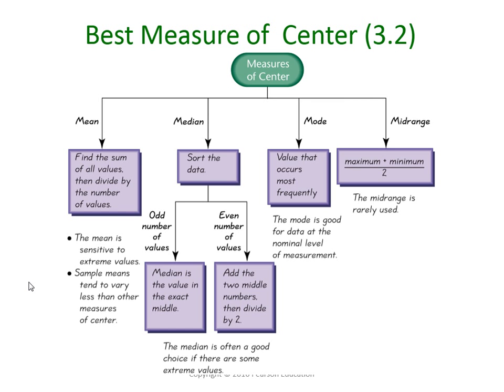The mid-range is hardly ever used because it is very sensitive to those outliers, but it takes the maximum value and the minimum value and just finds what's in the middle between those two. Range, and we'll talk about range next time, is just saying what's that difference between the maximum and minimum. So the mid-range is saying the middle of what that range is, the middle of those extremes.